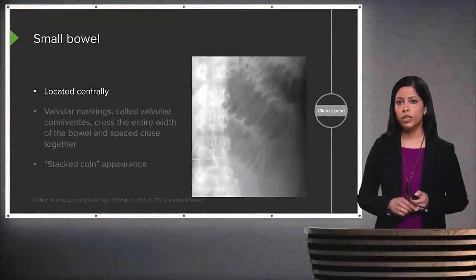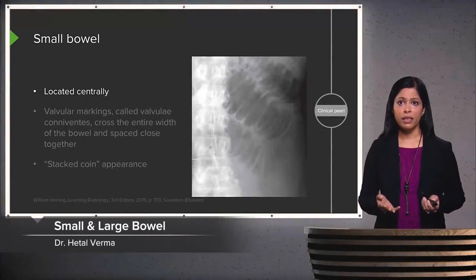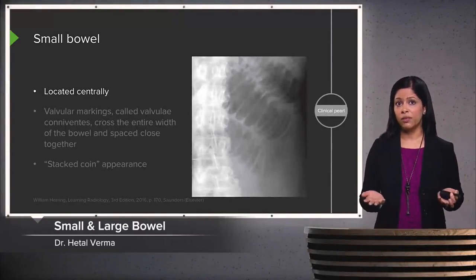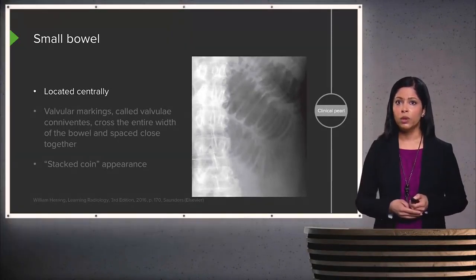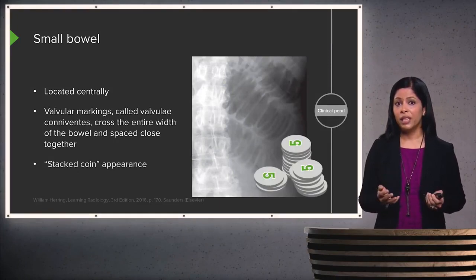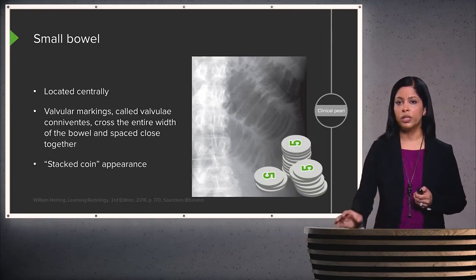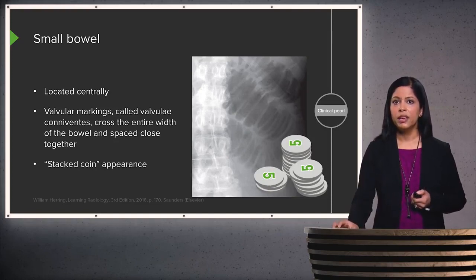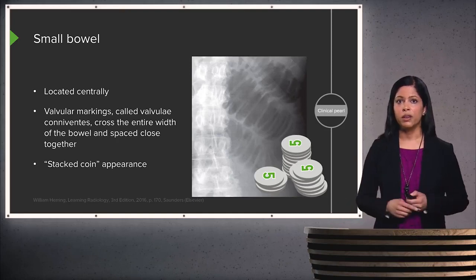So how can you differentiate between small and large bowel on a radiograph? When there's a bowel abnormality, it's important to try and see which bowel it's involving. The small bowel is located centrally, and it has valvular markings called valvulae conniventes. They cross the entire width of the small bowel, and they're spaced very close together. They have the classic stacked coin appearance. If you take a look at these stacks of coins, the small bowel actually looks very similar to that. And that's a very classic appearance of small bowel.